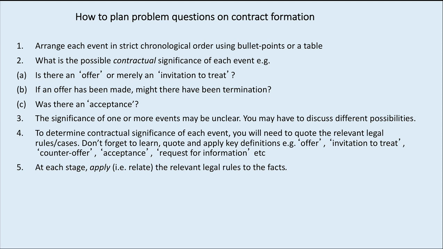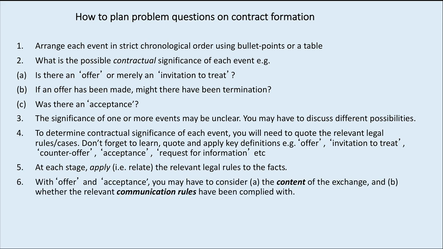Just one last point. Remember that when you're discussing whether an offer has taken place, or indeed whether an acceptance of that offer has occurred, you may have to consider two things. First of all, the content of the exchange, but also secondly, whether the relevant communication rules have been complied with. So, in relation to an offer, as we've seen, you've got to determine then whether someone made a clear expression of willingness to enter into a contract on specific terms, etc., etc. So that's one requirement. But of course, remember also that offers, to be effective, have to be communicated or notified to the offeree. In other words, it's not possible to accept an offer that you know nothing about.